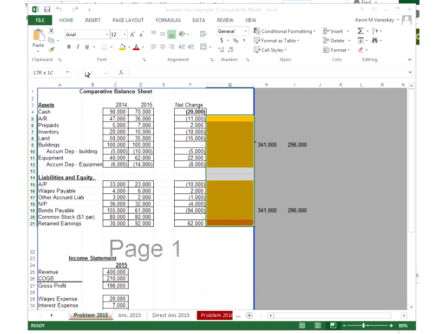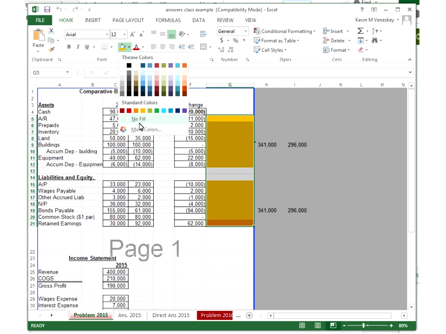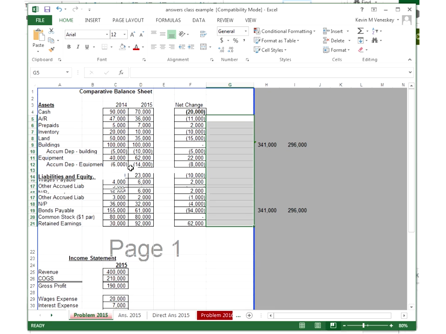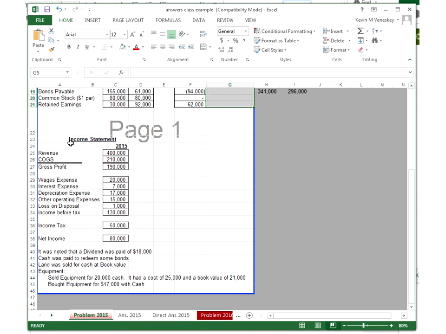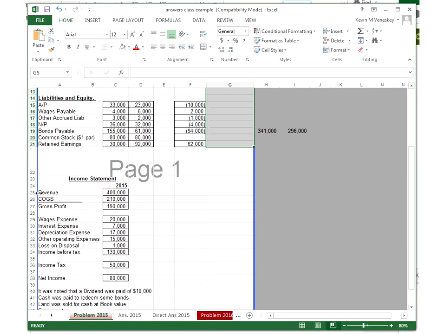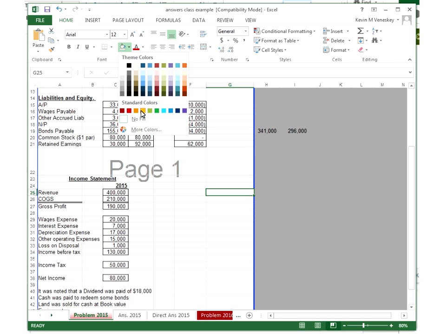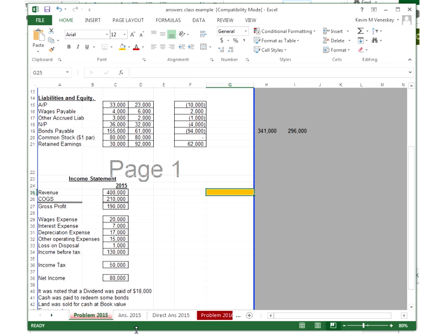Okay, so this yellow was keeping track of everything as I went. I still can do that with the direct method. It's just now I'm going to be dealing with more items down here as I go. With the direct method, the first thing we're going to look at in the operating section is cash coming in from our customers. So that's going to be our revenue, so I'm going to go ahead and use that.